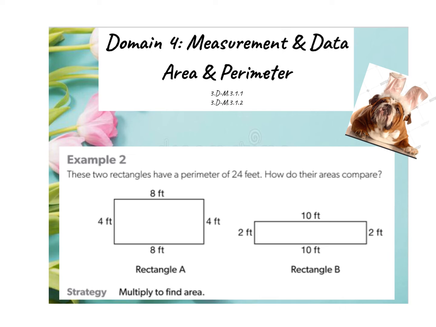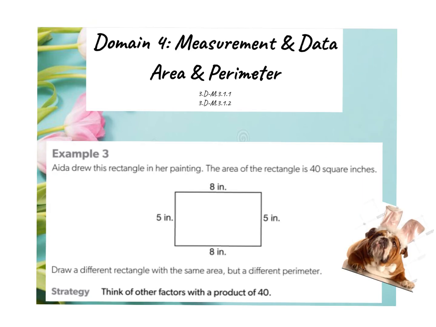So remember, to find the area, we're going to multiply, okay? The 1 length times 1 width. So this one, 8 times 4, would give us 32 square feet. And this area, we would do 10 times 2, which would give us 20 square feet. So when we're comparing the areas, we can say that the bigger rectangle has the bigger area, and the smaller rectangle has the smaller area.